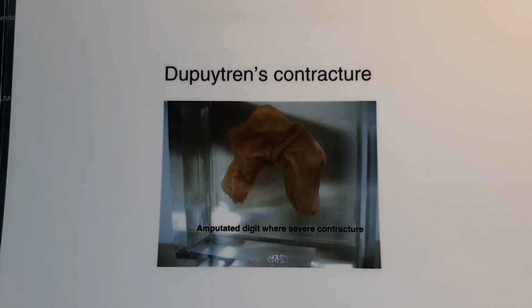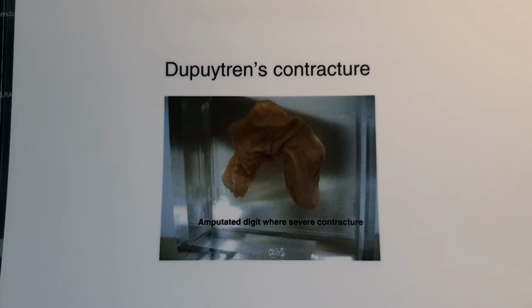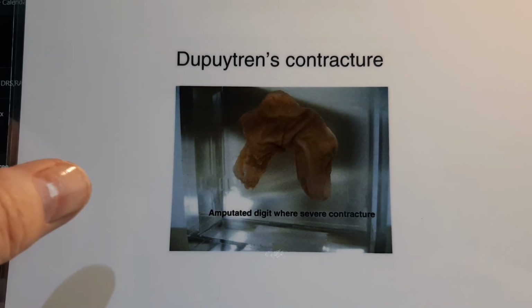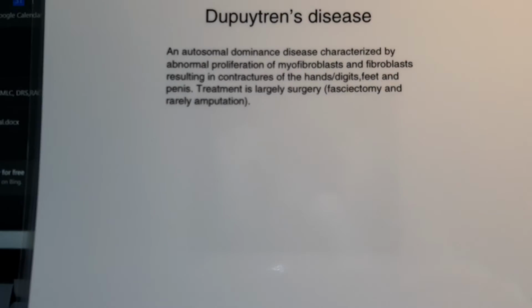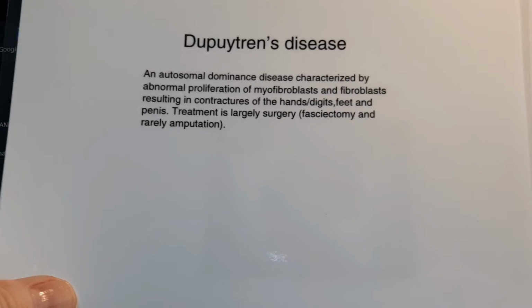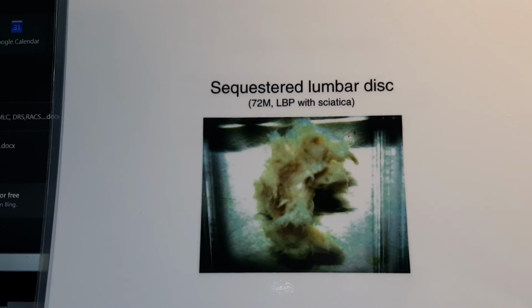Dupuytren's common in UK, America, Australia, New Zealand. Digit had to be excised, so deformed. Further information about Dupuytren's, of course common in France where it was first described.